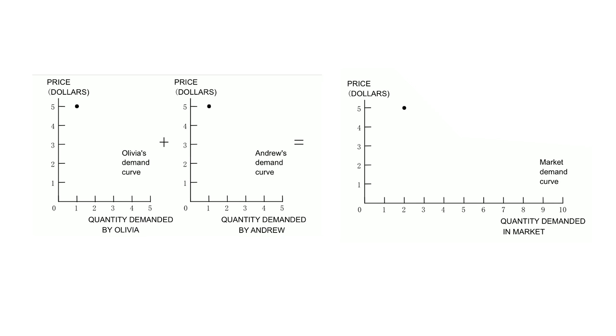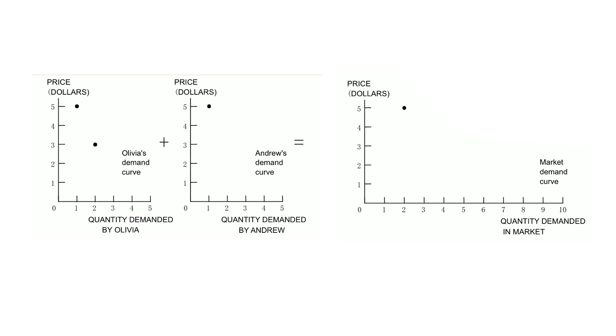So notice how we summed horizontally the 1 plus 1 at the $5 price and got 2 at the $5 price in the market demand curve, which is what is at the bottom. The market demand curve, again, is just the sum of the quantities demanded at each price for Olivia and Andrew, or anyone else who happens to be in the market.